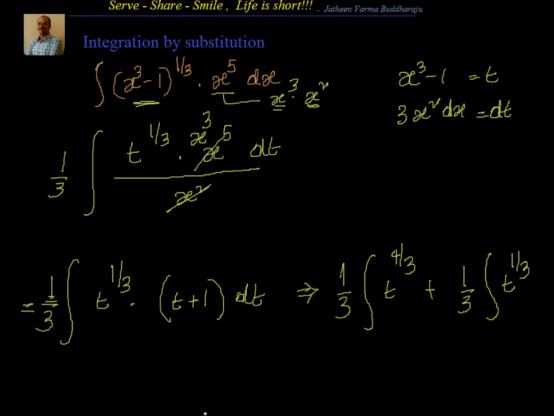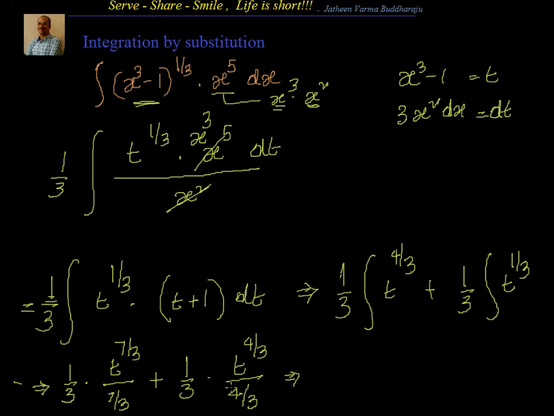Now we know the integral of t power 4 by 3. That's nothing but t power (4 by 3 plus 1), that is t power 7 by 3, divided by 7 by 3, plus 1 by 3 into t power 4 by 3 divided by 4 by 3. Now 1 by 7 by 3 will become 3 by 7, so I'll have 1 by 7 t power 7 by 3.